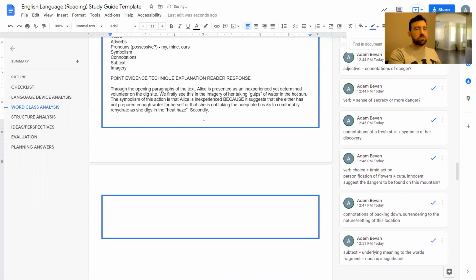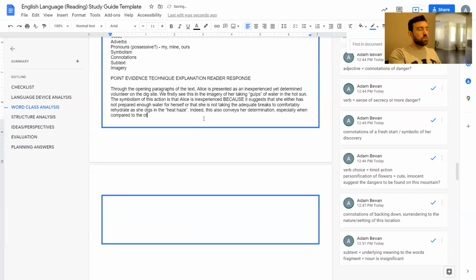Secondly, now sometimes you can use firstly, secondly, thirdly, lastly, whatever. Other times you want to use words like interestingly, indeed, contrastingly, etc. So actually, let's not do secondly. What's my second point going to be? The determined bit. Indeed, this also conveys determination, especially when compared to the other more experienced people on the dig. This is shown through the imagery of the awning.